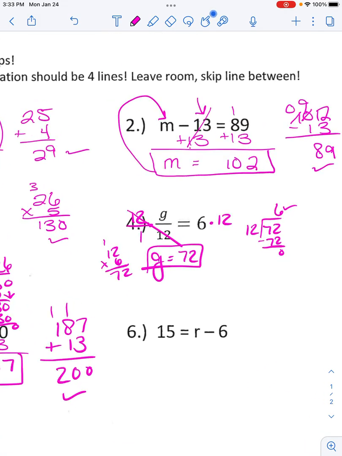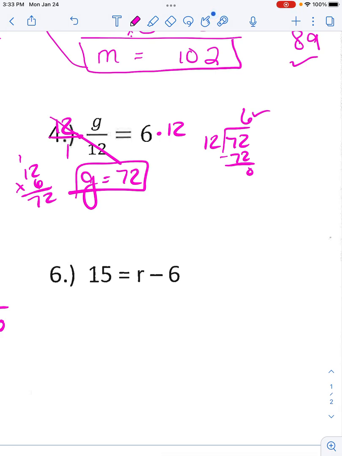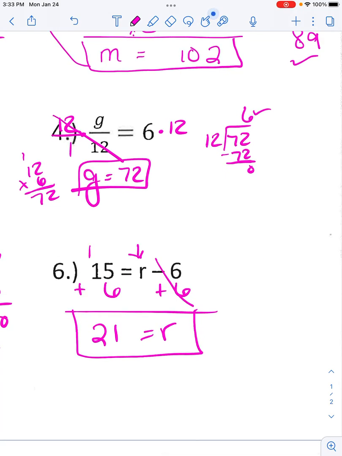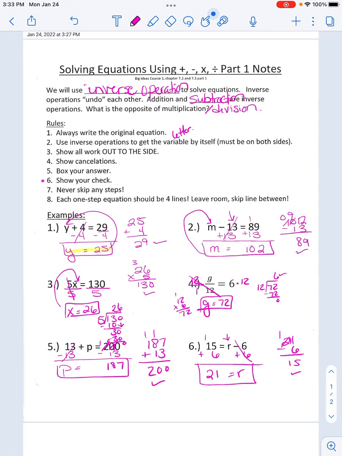So we're checking all of our answers. And then 6 is kind of written reverse in the opposite order, but that's okay. We still, the whole goal is to get the r by itself. So if it says minus 6, we're going to do the inverse and add 6. So we get 21, and then put 21 back in for r. 21 minus 6, we should get 15. And we do. It does check out. So we know we got our answer correct.